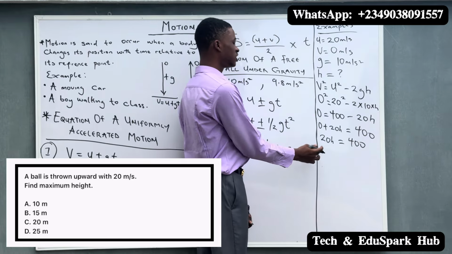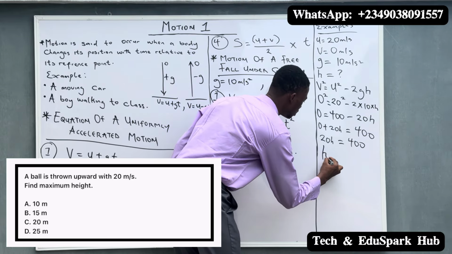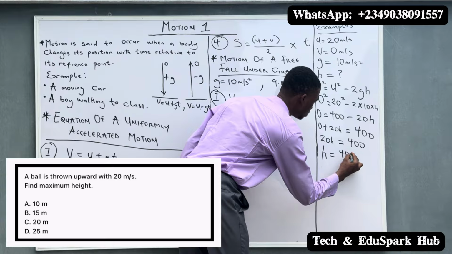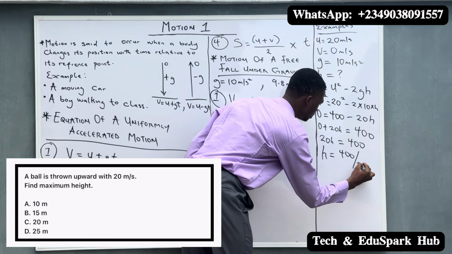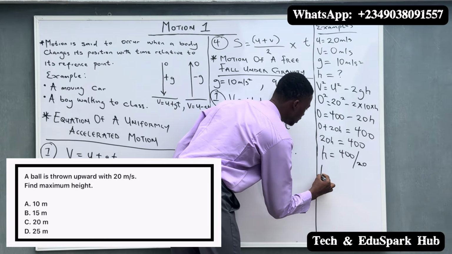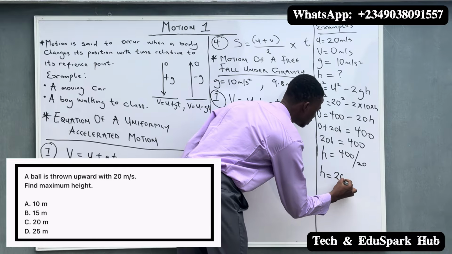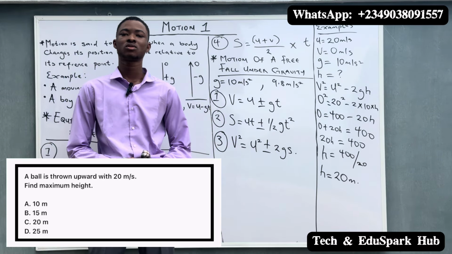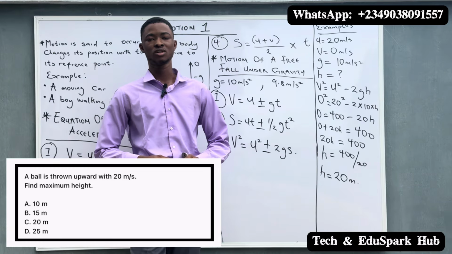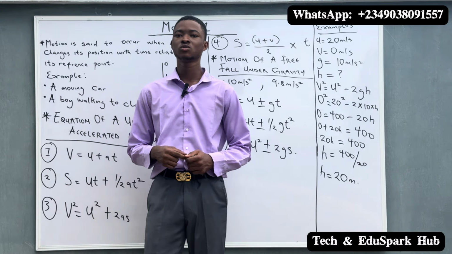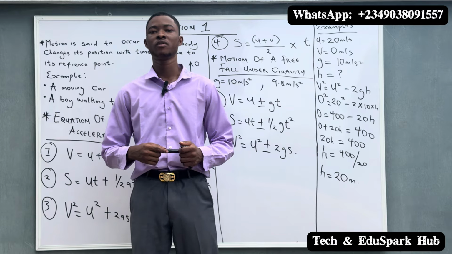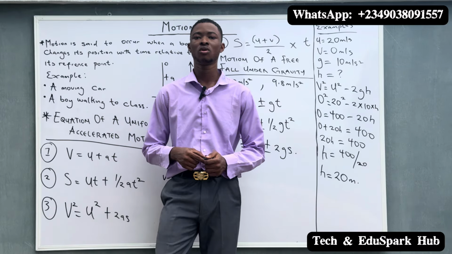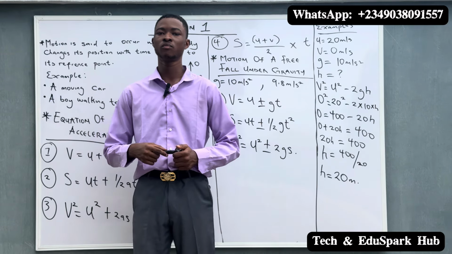So you can make your h the subject of the formula. So we have h is equal to 400 divided by 20. So our h will be given as what? 20 meters. So this is our final answer to question of this type. So option C is correct to this kind of question. And this will be all on the motion of a free fall, and also this will be all on everything about the first part of motion.